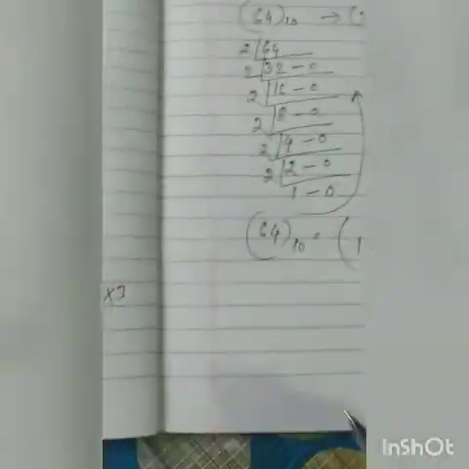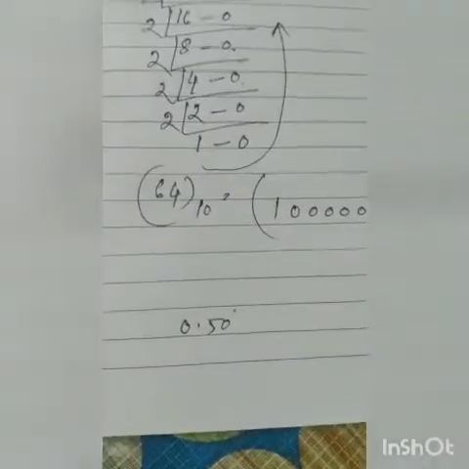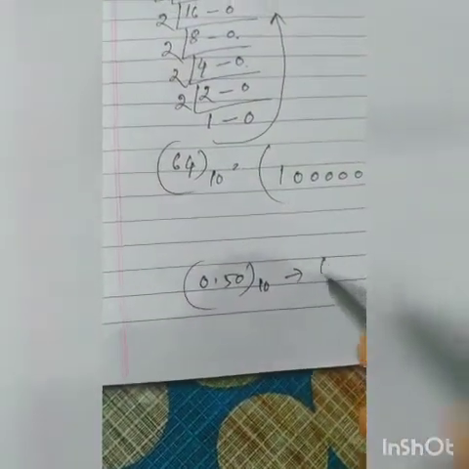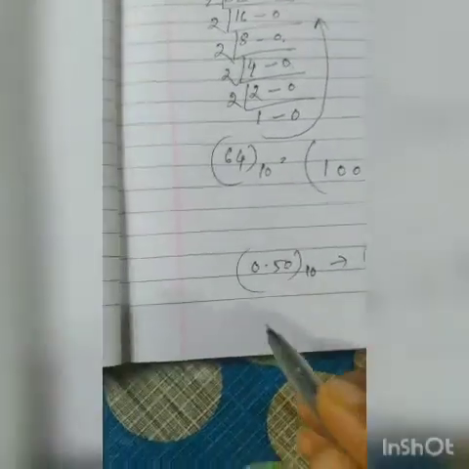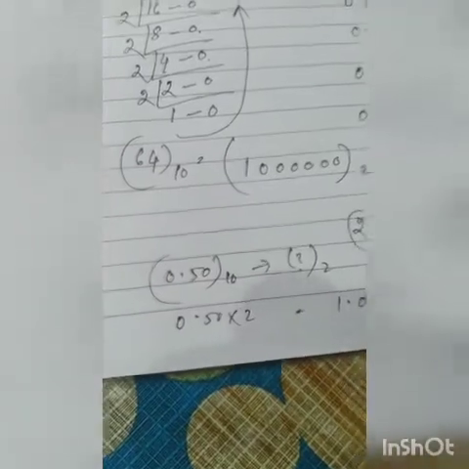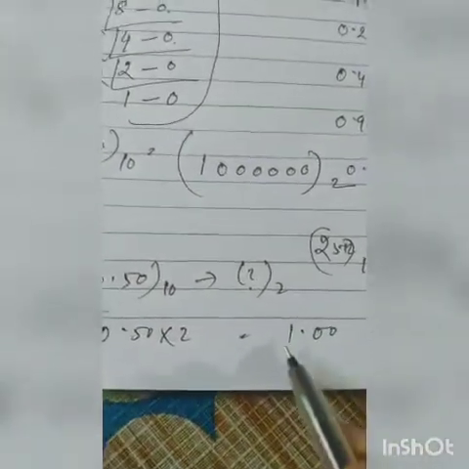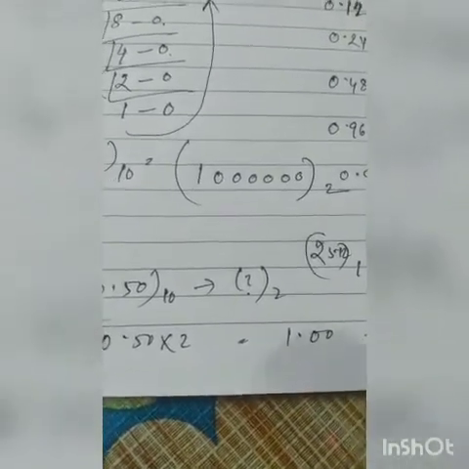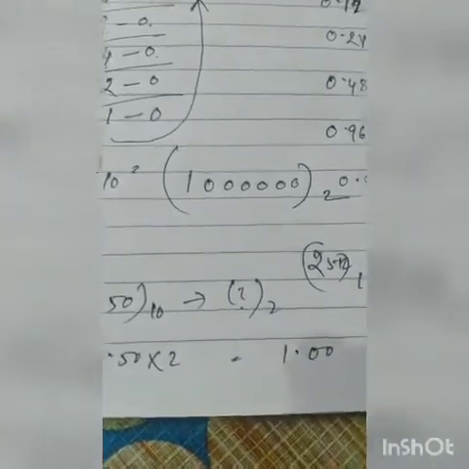Suppose I am giving just the decimal part. Suppose one question is 0.50. How to do it? Multiply 0.50 by 2. First only, 1.00 is coming. So here only 1, before the decimal is 1. 00 came here. If you multiply 00 by 2, again 00 only comes, so no need to do it again. Here only stop.